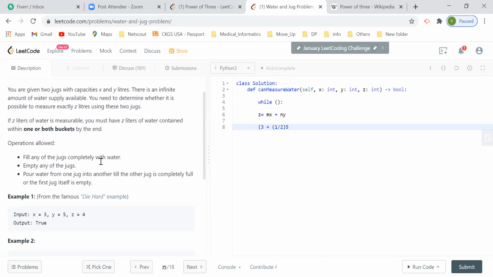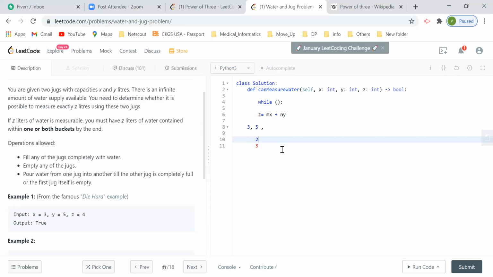Okay, fill any jug completely with water. Operations allowed: fill any jug completely with water, empty any jug, pour water from one jug into another till the other jug is completely full. So if it's 3, 5 and 4, then 4 is the one you need. You have 3, so you completely empty it. You have 5, you empty 3 inside, so you're left with 2.